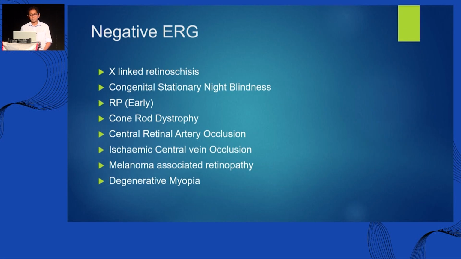Now, negative ERGs you can get with X-linked retinoschisis, congenital stationary night blindness, retinitis pigmentosa sometimes early, cone rod dystrophy sometimes, and then central retinal artery occlusion, ischemic central vein occlusion, melanoma associated retinopathy. Remember, melanoma associated retinopathy gives you a negative ERG, and a cancer associated retinopathy gives you a flat ERG.